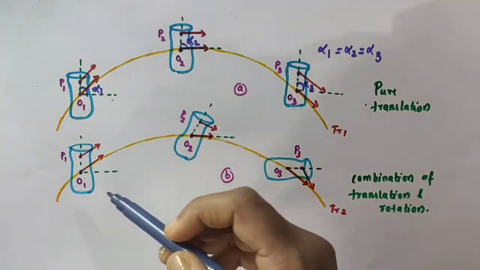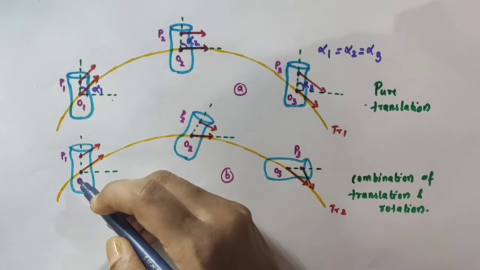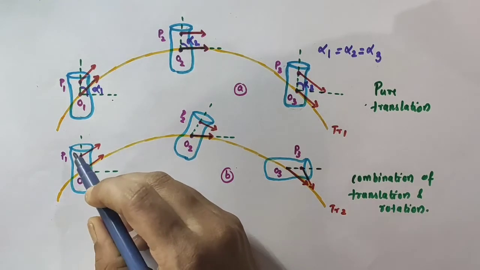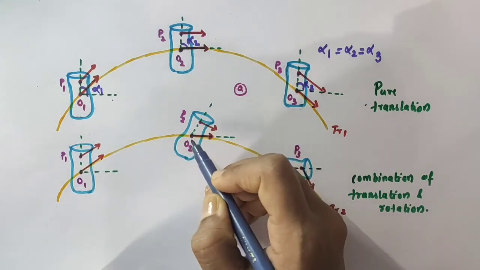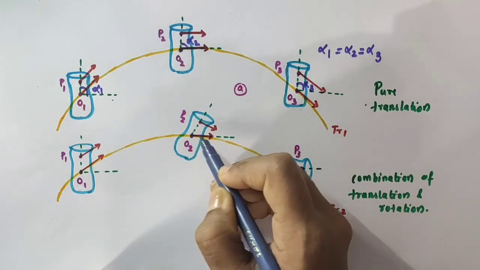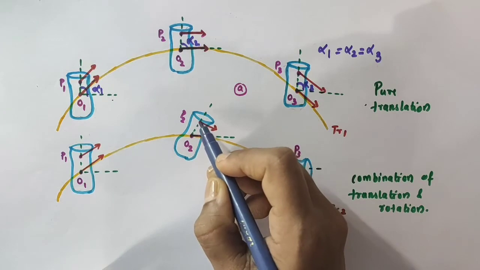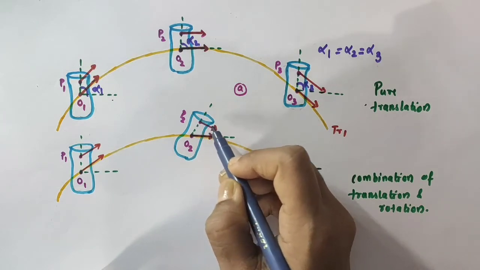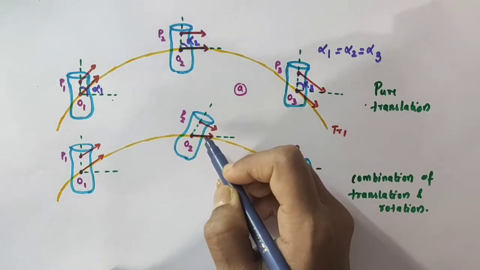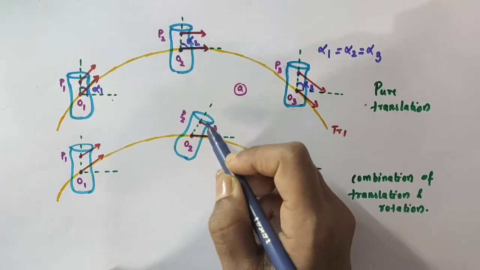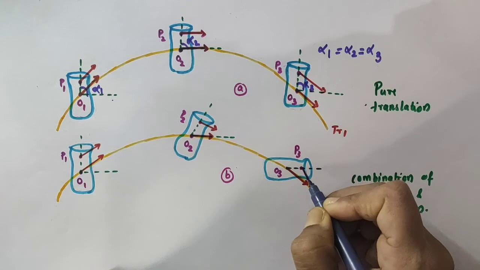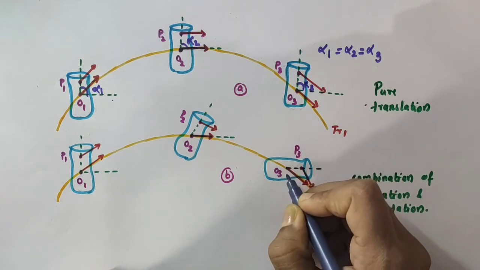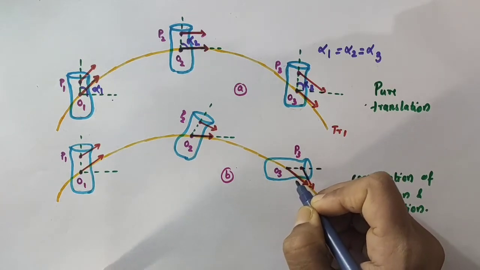Here you can see the velocity of the particle at the center of mass O1 and at the point P1 are like this. And the particle at O2 has a direction like this, and the particle at P2 has a velocity with a direction like this. They are different, right? They have different directions. Then when it reaches here, the particle at P3 has a direction like this, and the particle at O3 has a direction like this.